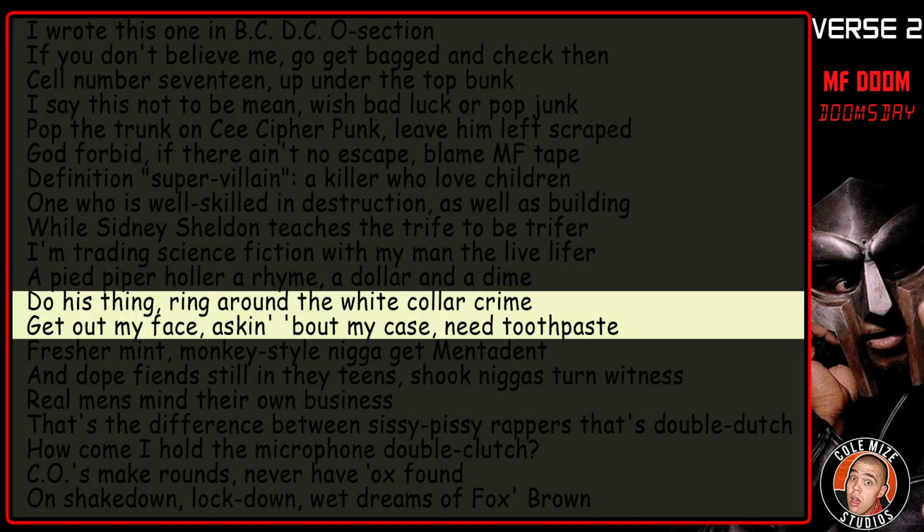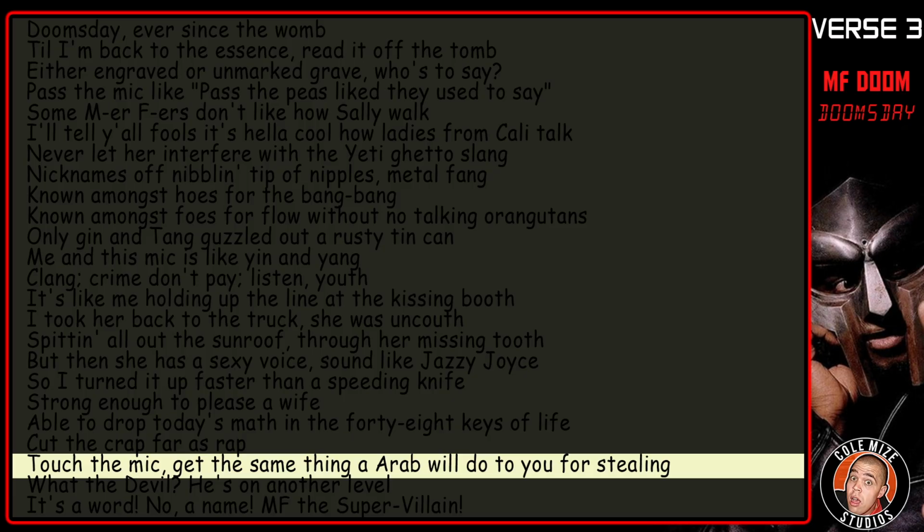"Do his thing, ring around the white collar crime. Get out my face, asking about my case, need toothpaste." This is likely a guy who's serving a life sentence and who's trying to get information on other people's cases to rat on them to possibly lessen his sentence. And also, he has stank breath. "Touch the mic, get the same thing an Arab would do to you for stealing." In other words, he's saying if you touch his mic, he's going to cut your hand off.